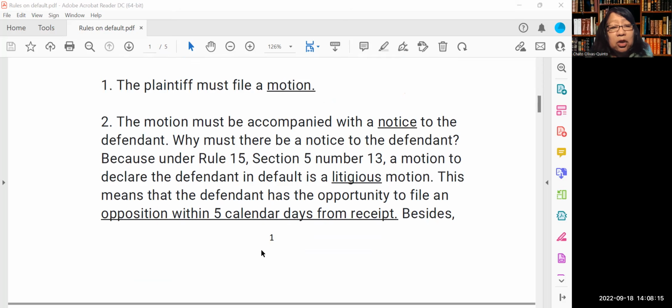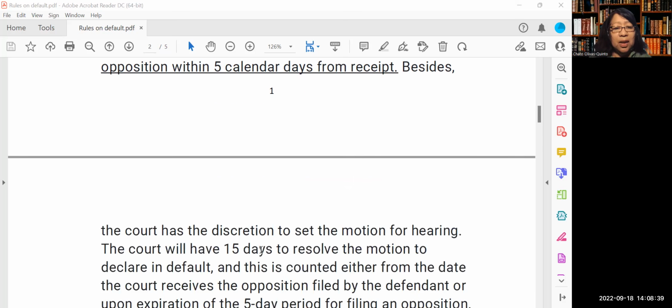Ang ibig sabihin nito, may opportunity ang defendant to file an opposition, and the period for doing that is within 5 days from receipt of the motion. So hindi na kailangan mag-issue ang court ng order directing the defendant to file an opposition. Under the new rules, Rule 15, automatic, may 5-day period ang defendant to file an opposition.